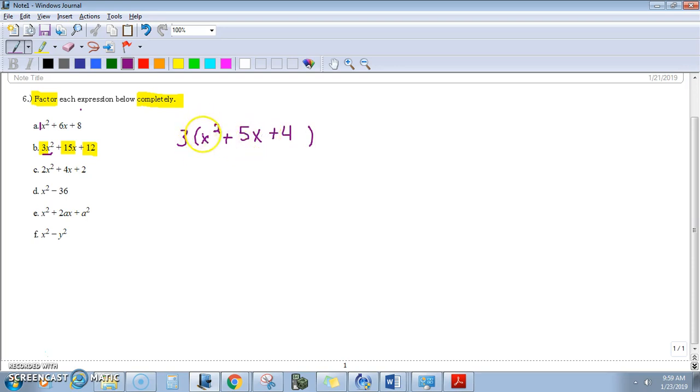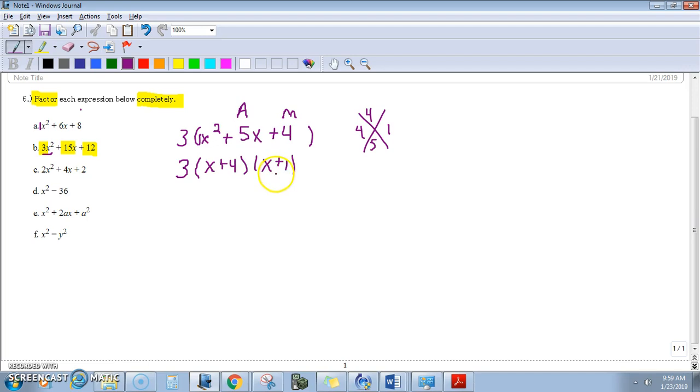So now it's going to be a lot easier, because now we just need to factor the inside of the parentheses, and here the coefficient is 1, so we're just looking for two numbers that add up to be 5 and multiply together to be 4. Okay? And those two numbers are positive 4 and positive 1. 4 times 1 is 4. 4 plus 1 is 5. So to be completely factored, you need to have the 3 on the outside, and then it will be x plus 4 and x plus 1.